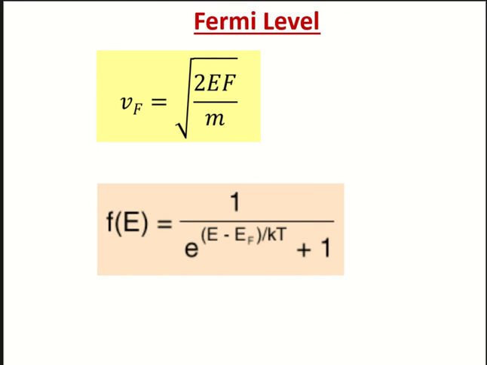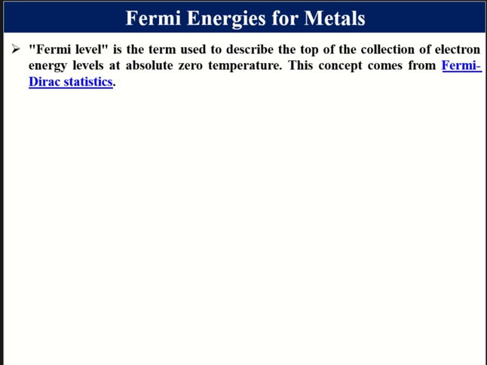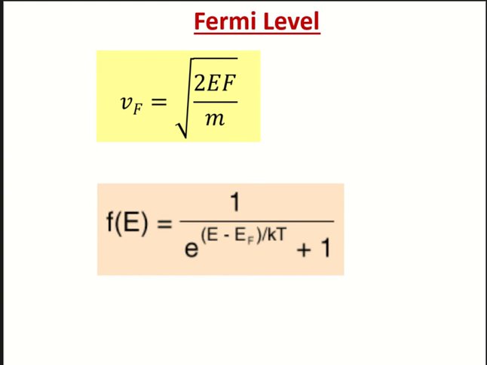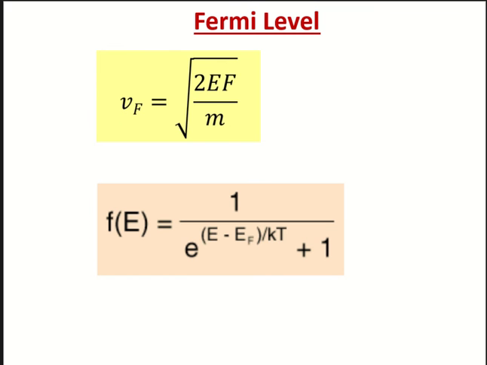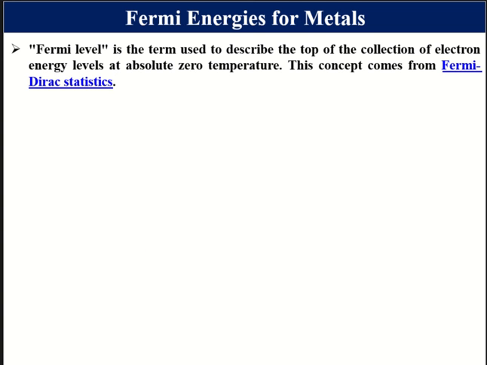If you know the energy, you can calculate the velocity, and this is the Fermi-Dirac statistic. We will talk about it later: the distribution of the fraction of filling, and the temperature dependence of the filling. We'll come to that. So the top of the collection of electron energies is called the Fermi level, and the velocity is given by this. The filling of electrons does not follow the Boltzmann distribution; they follow Fermi-Dirac statistics, which is slightly different.